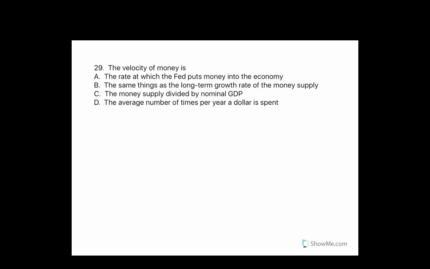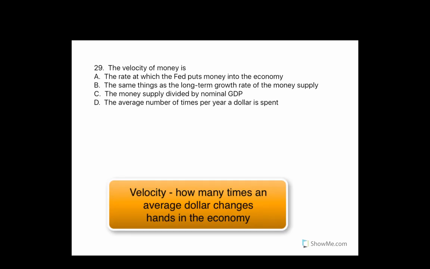Okay, the velocity of money. So the velocity of money is just how much an average dollar is spent for a given time period. So in this case, if we're talking about a year, it's the average number of times that a dollar will be respent.